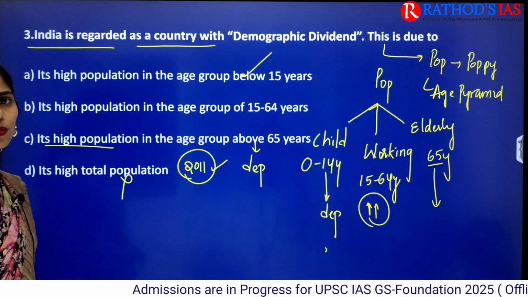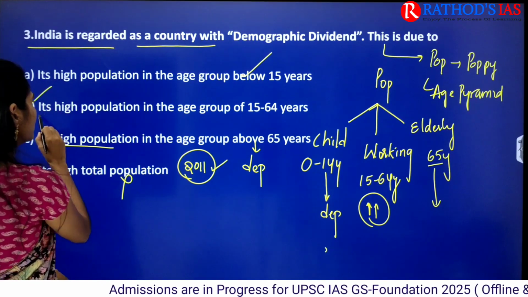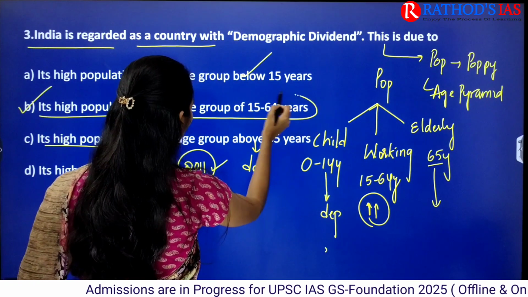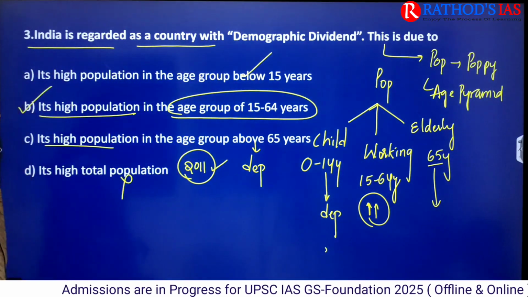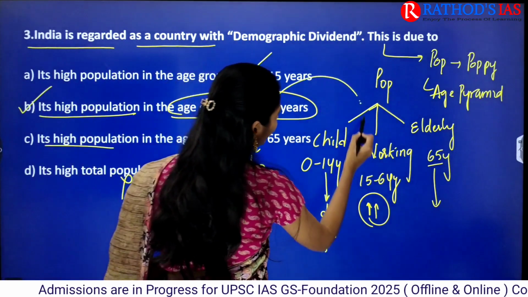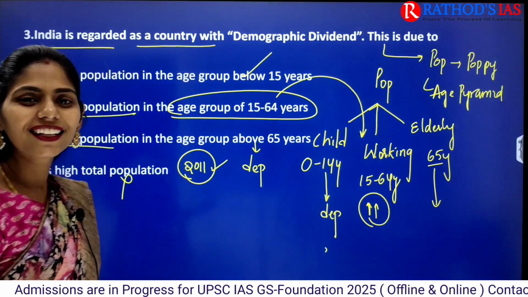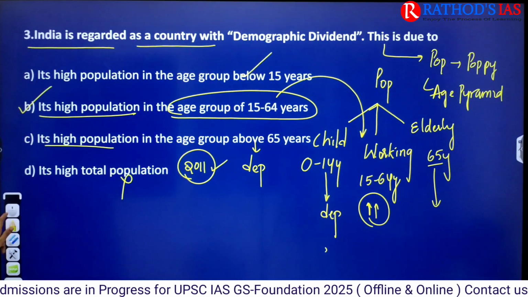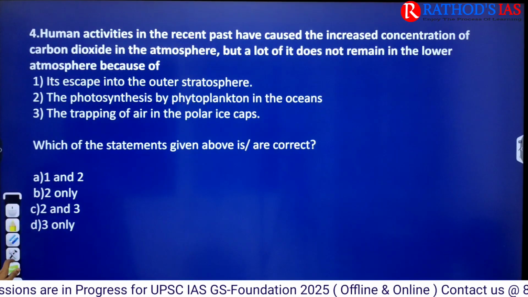So which is the correct option? So option B, it's high population in the age group of 15 to 64. That means working group population should be high. Clear? Okay, let us move on to the next question.